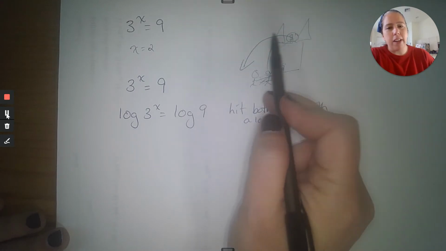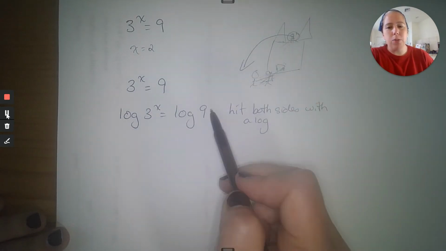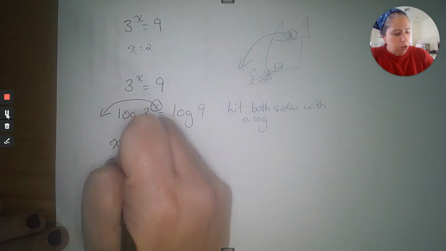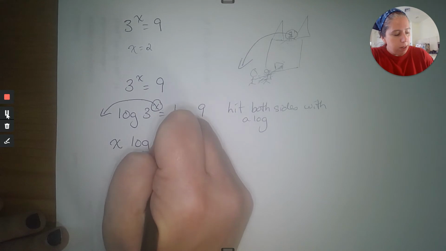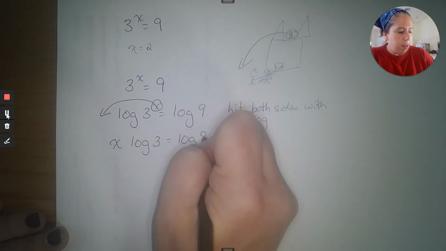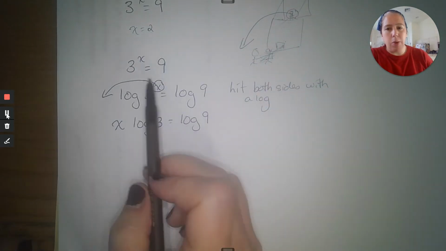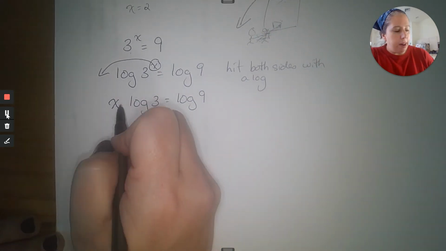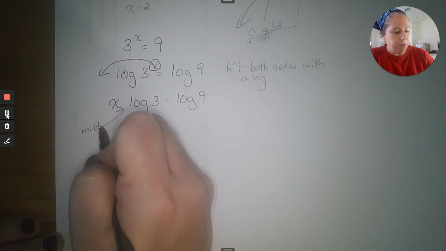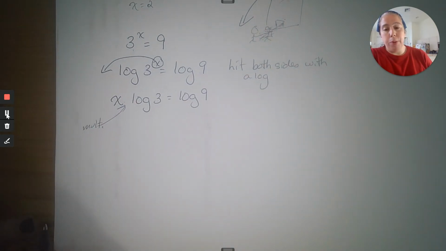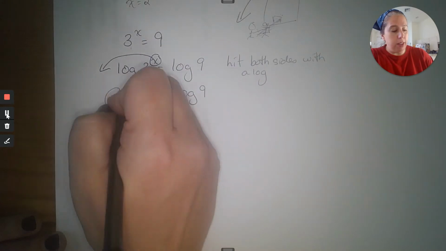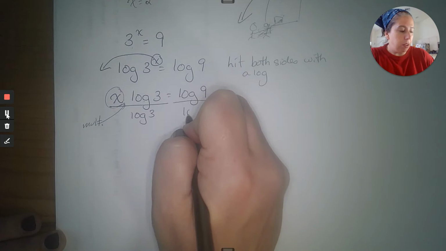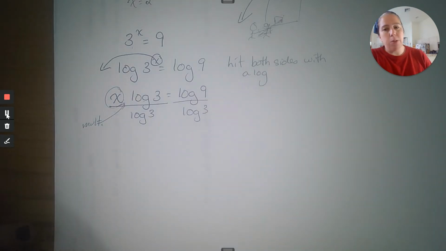Then what happened to this guy? He fell down, right? So when we hit both sides with the log, the exponent is going to fall down to the front. So it becomes x times log 3 equals log 9. Now this right here is multiplication, and how do we get rid of multiplication? We divide. The goal is to get the x by itself. So we divide both sides by the log that's with the x, so divide both sides by log 3.